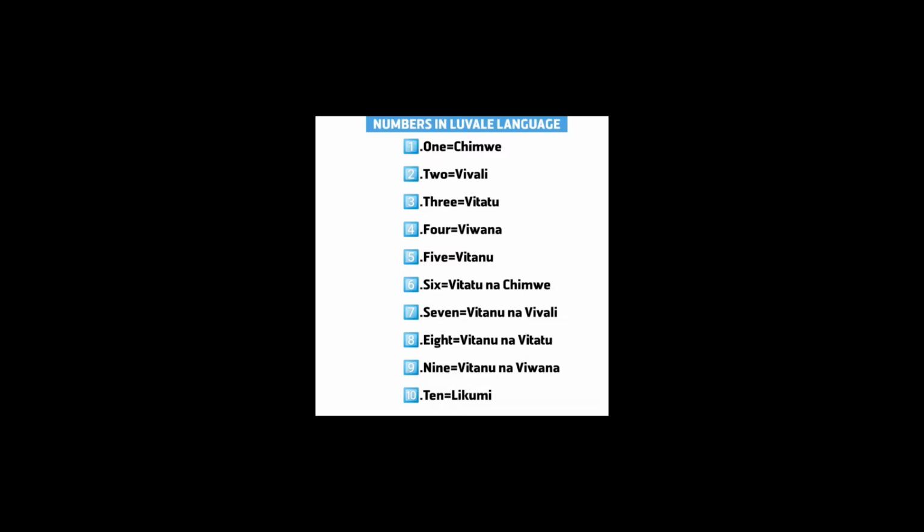Numbers. How do we say 1 in Luvale? 1 is kamwe. Kamwe is 1. Chimwe, chimwe is 1. These are the general numbers, just general counting in Luvale. But there are also times when we use kamwe. I'll also explain in what cases we use kamwe to refer to 1. But in general, 1 is chimwe.